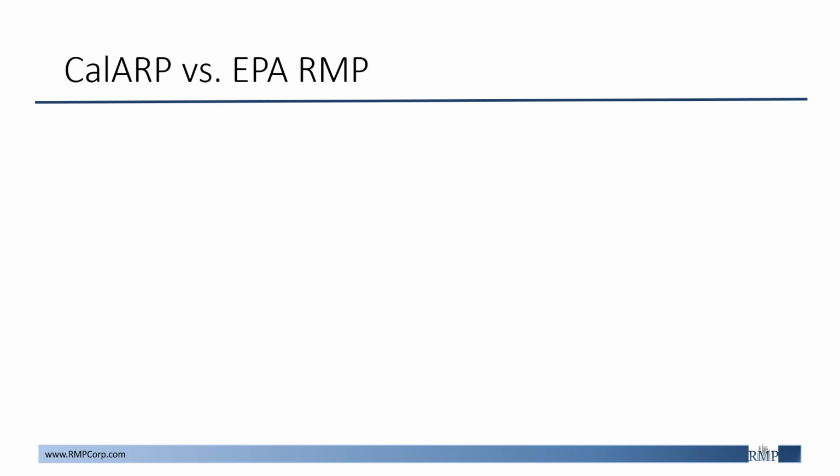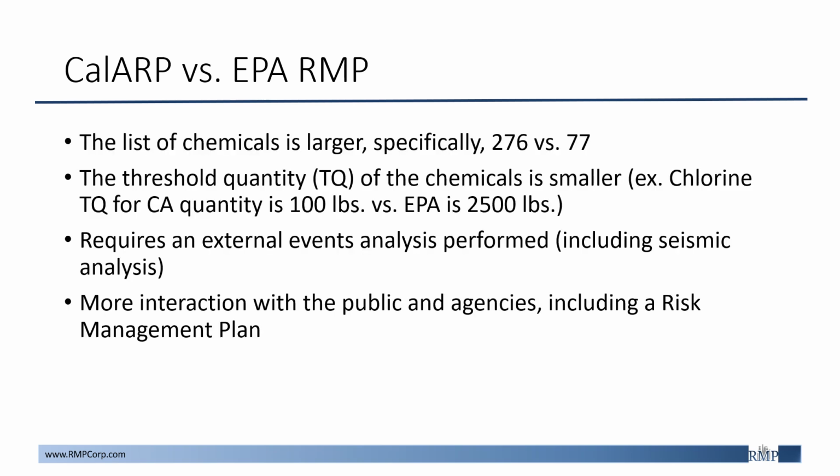Now, what are the minute differences between EPA RMP and CalARP? While both would essentially require the same documentation, there are still a number of variations between the two programs. For example, the list of chemicals for CalARP is larger. Specifically, we're looking at 276 substances under CalARP versus 77 substances under RMP.